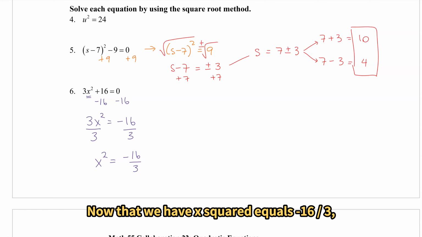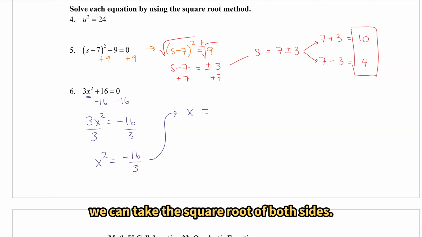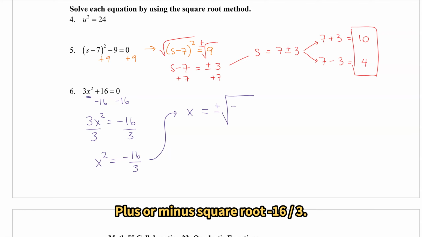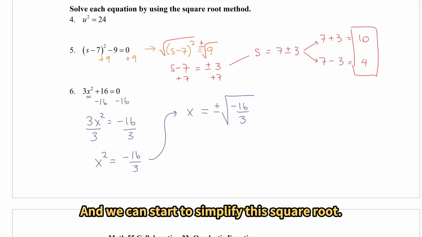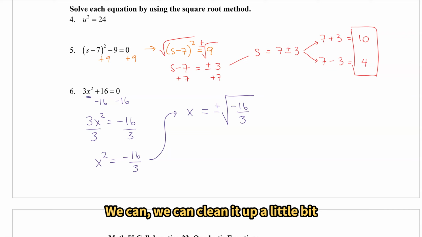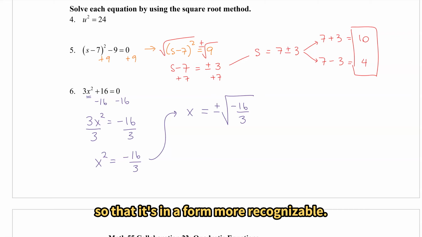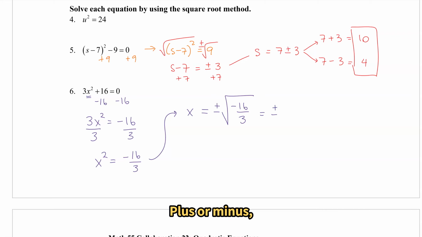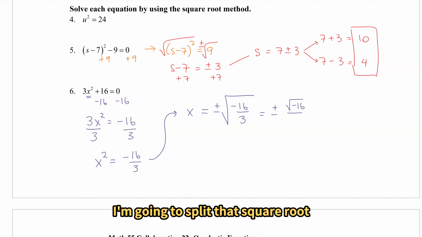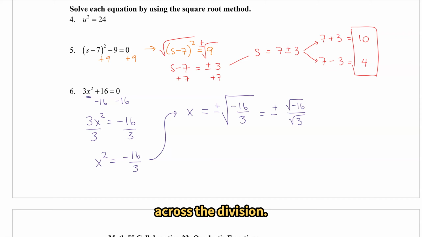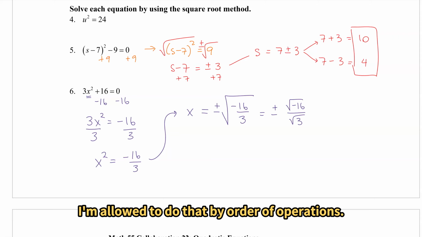Now that we have x squared equals negative 16 over 3, we can take the square root of both sides: plus or minus square root of negative 16 over 3. And we can start to simplify this square root. We can clean it up a little bit so that it's in a more recognizable form. Plus or minus, I'm going to split that square root across the division. I'm allowed to do that by order of operations.